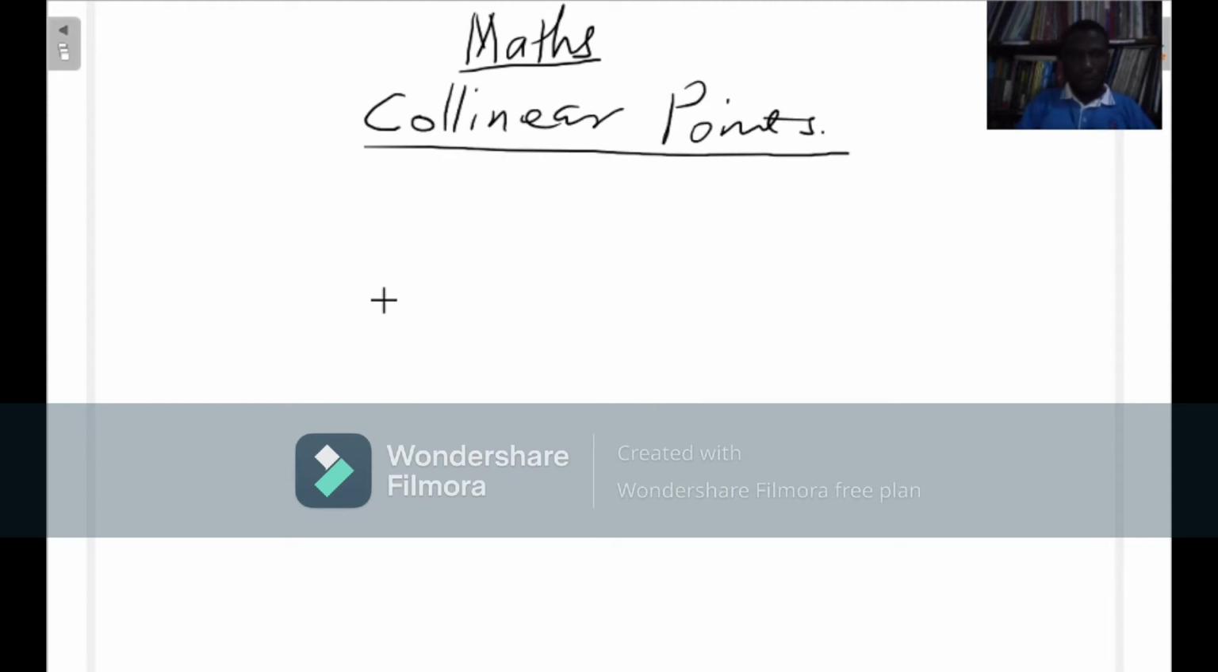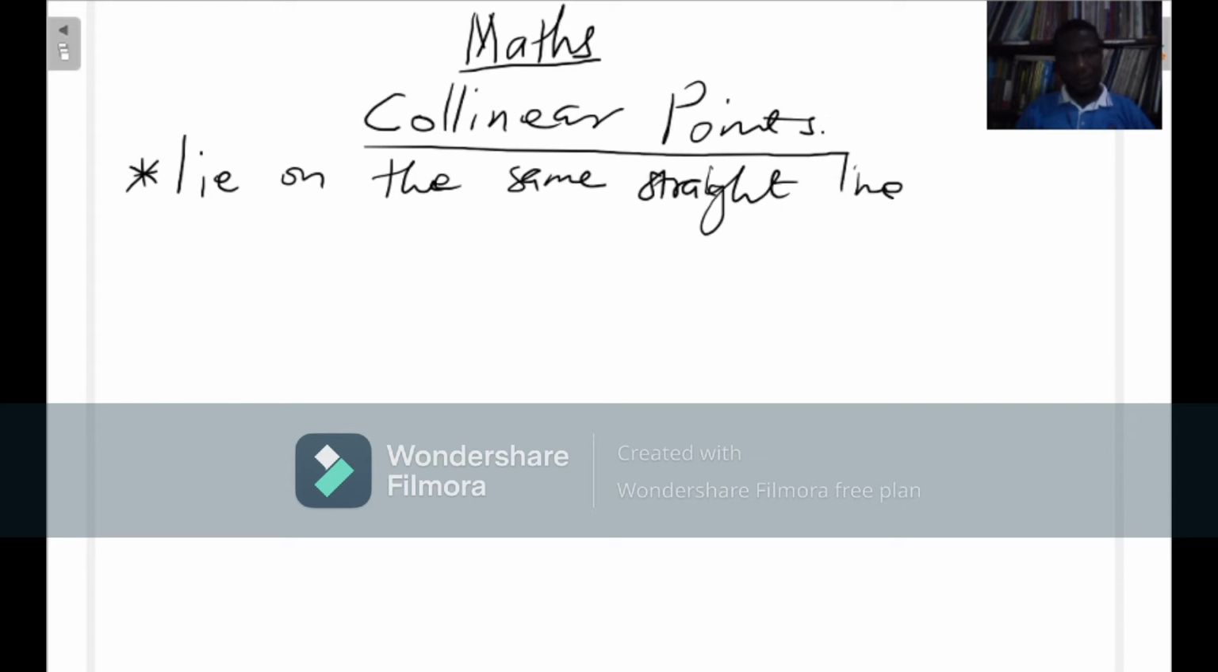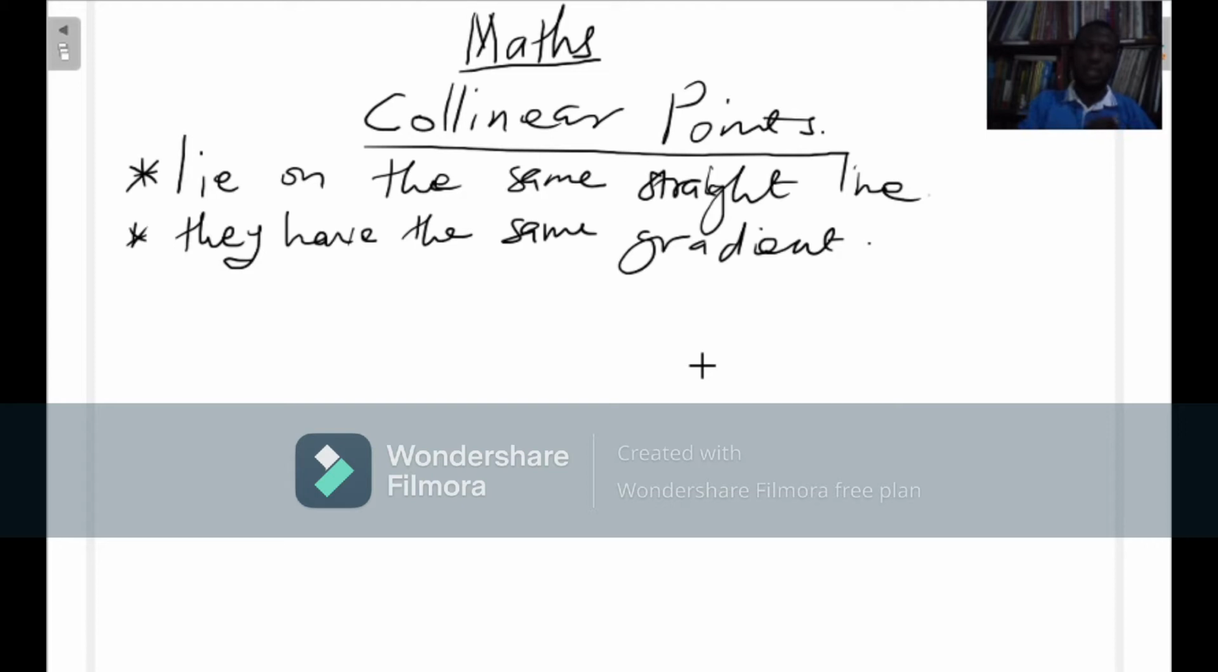Today's study is going to be on collinear points. Three or more points are said to be collinear when they lie on the same straight line, and collinear points have the same gradient. So let me just state those key points. Collinear points lie on the same straight line, and also they have the same gradient. How do we know if two or more points are collinear or not?